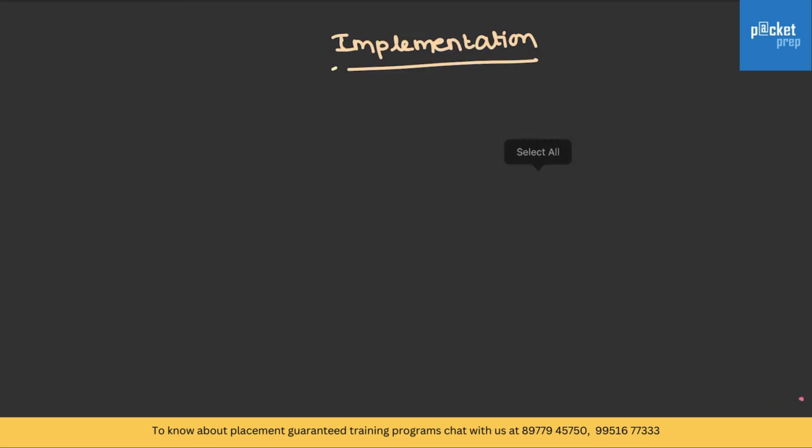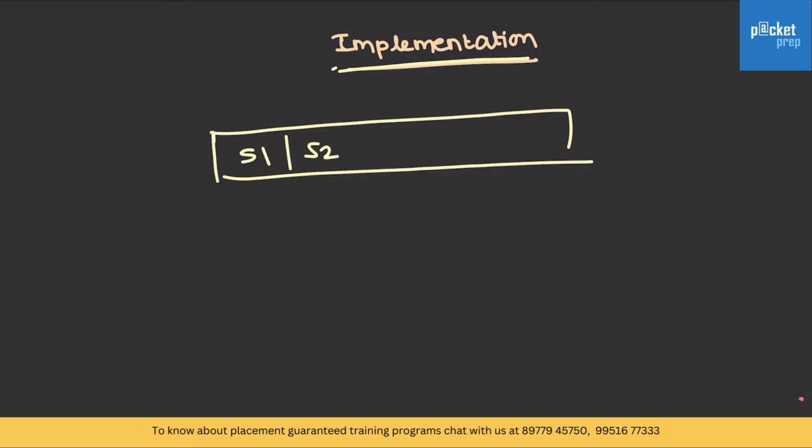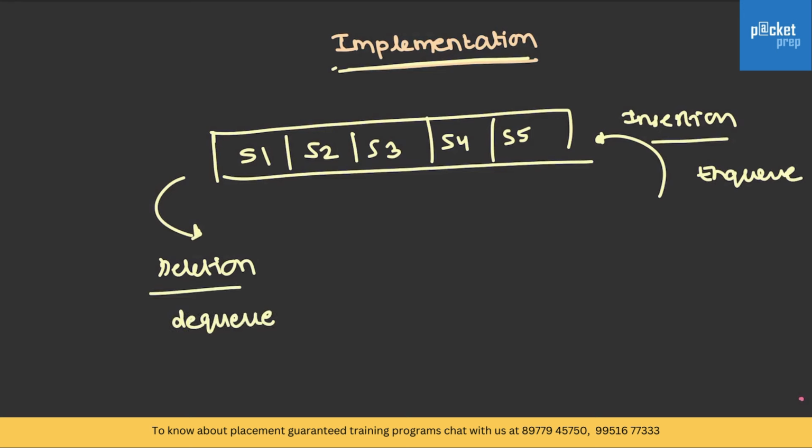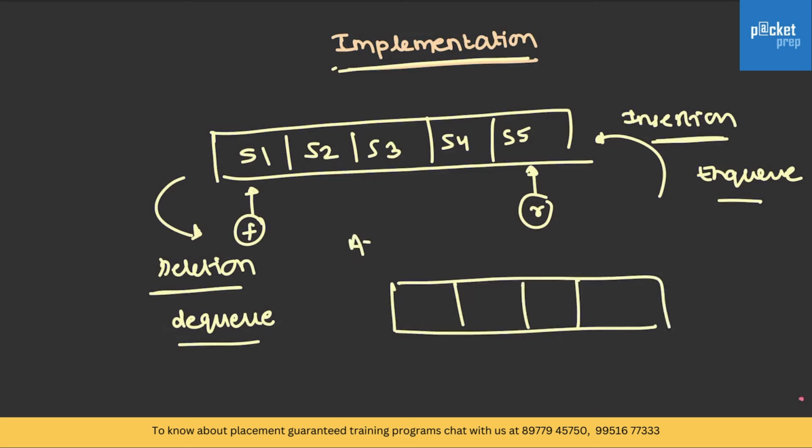To understand the implementation of the queue, let's take the previous example. We have the students who are standing inside the queue. We know that insertion happens at this end and deletion happens here. Insertion in a queue is called NQ, or enqueue, and deletion is termed DQ, or dequeue. At the front you have a front pointer which looks after dequeuing or deletion. At the end you have a rear pointer which looks after insertion or enqueuing. Let's try to understand its implementation with the help of an array. Suppose we have an array, with a front and rear pointer initially.